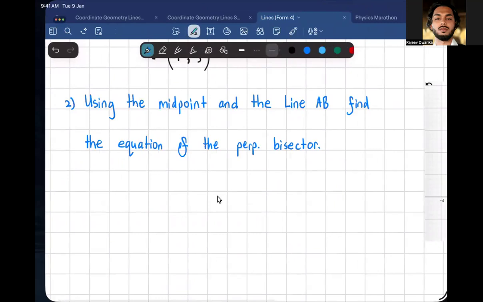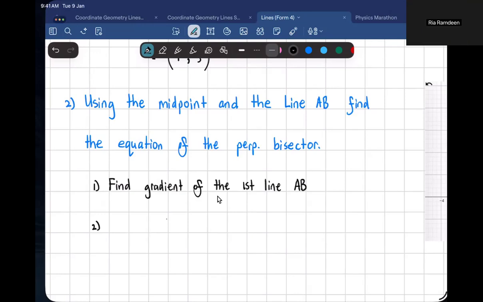Right, so let me just put down some general steps. Step 1, find gradient of, and in this case, that's going to be AB. What do you think the second step is, Ria? Find the gradient of the second line. Right.